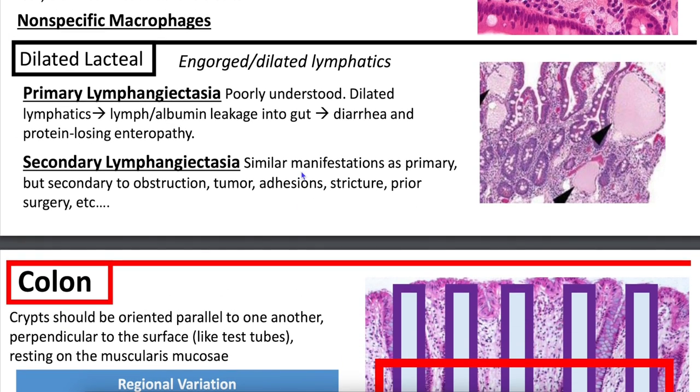Dilated lacteals, where you have engorged dilated lymphatics, as you can see here. You want to think about primary lymphangiectasia. It's poorly understood. It was thought to be dilated lymphatics, and that leads to lymph albumin leakage into the gut, and you'll get diarrhea and protein-losing enteropathy. Secondary lymphangiectasia can be due to obstruction, tumor, adhesion, stricture, prior surgery.